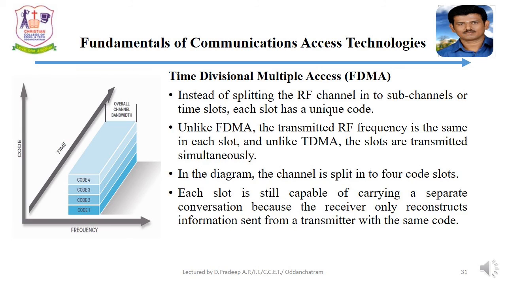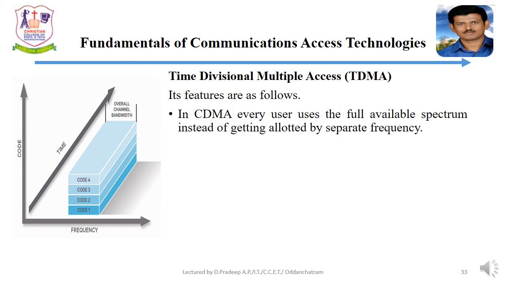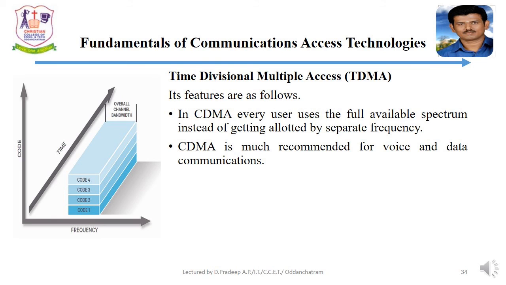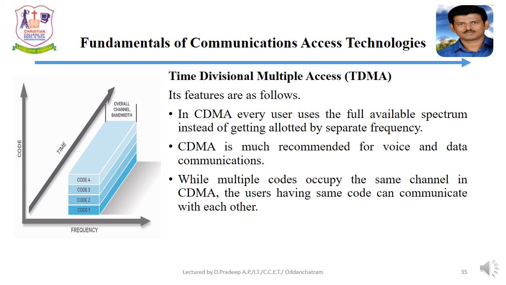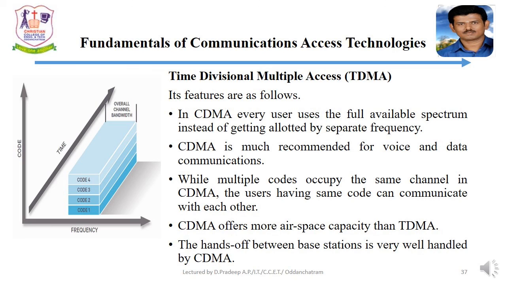with the same code. Features of CDMA: in CDMA, every user uses the full available spectrum instead of being allotted a separate frequency. CDMA is much recommended for voice and data communication. While multiple codes occupy the same channel in CDMA, the users who have the same code can communicate with each other. CDMA offers more airspace capacity than TDMA. The handoff between base stations is very well handled by CDMA.